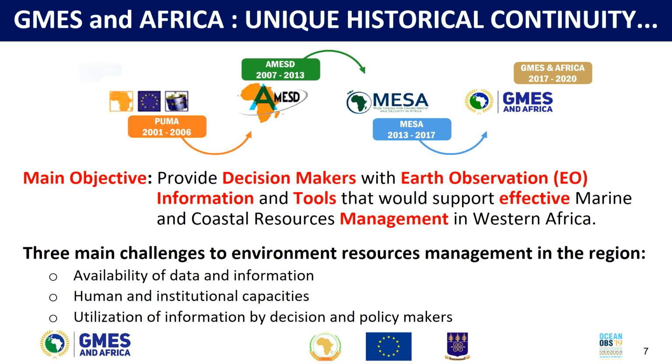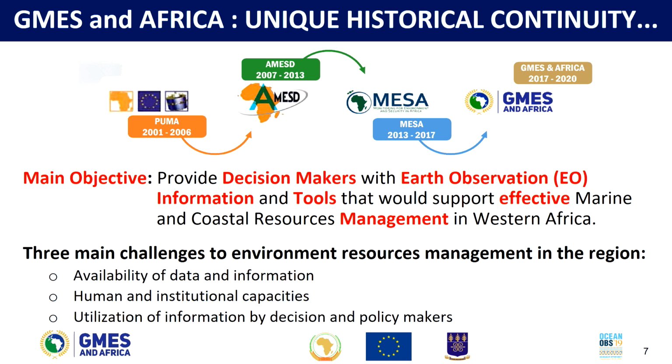To help mitigate these challenges, there have been some initiatives in the past, and these include the PUMA project, that is Preparation for Use of Meteosat Second Generation in Africa, followed by the AMESD program, which is the African Monitoring of the Environment for Sustainable Development.